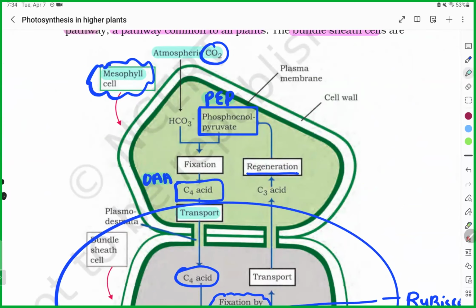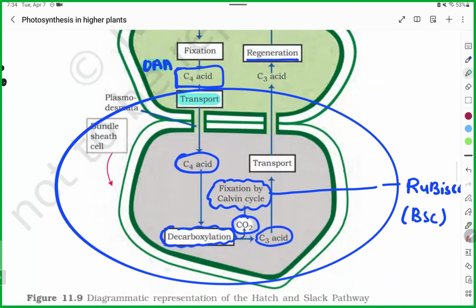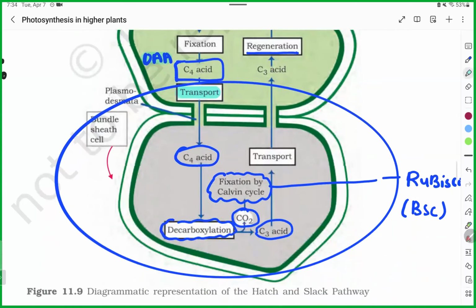Oxaloacetic acid, a 4 carbon acid, is transported like malic acid and aspartic acid through plasmodesmata. In the bundle sheath cell, this C4 acid will break down by decarboxylation, the removal of CO2. This CO2 is used in the Calvin cycle.